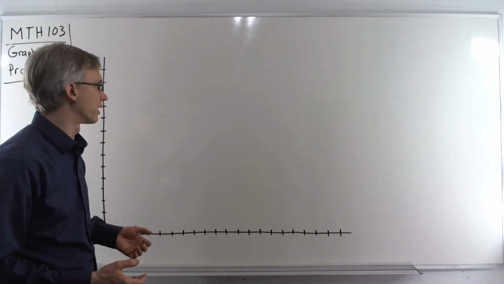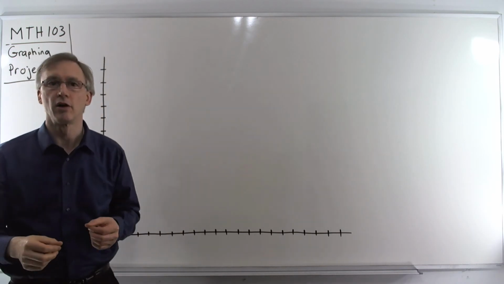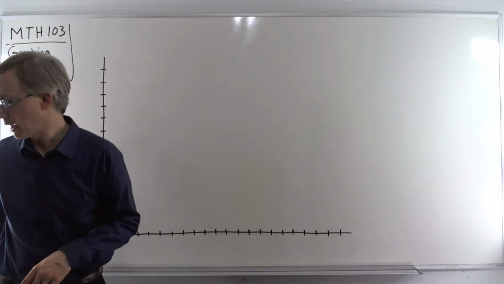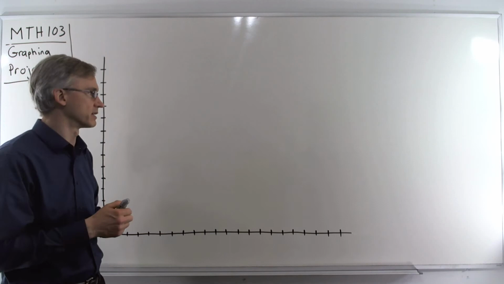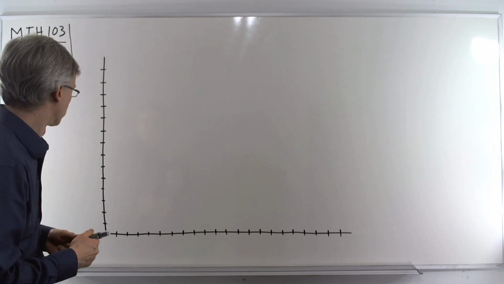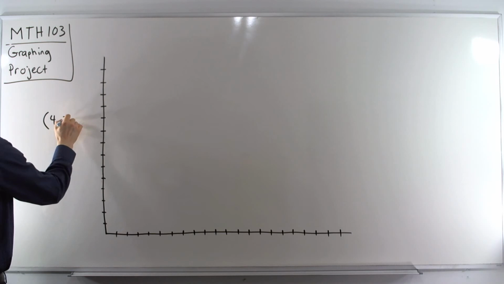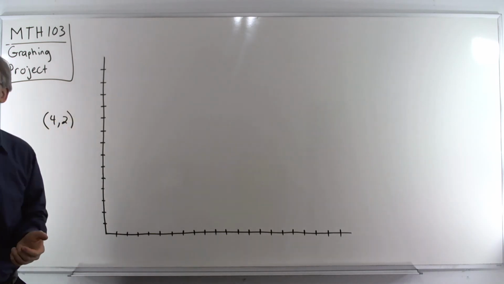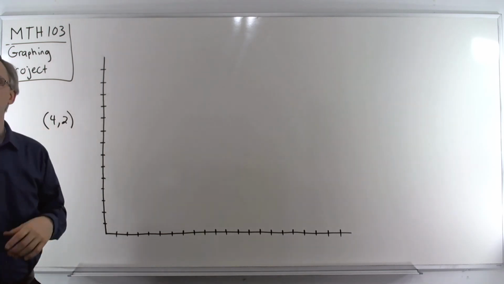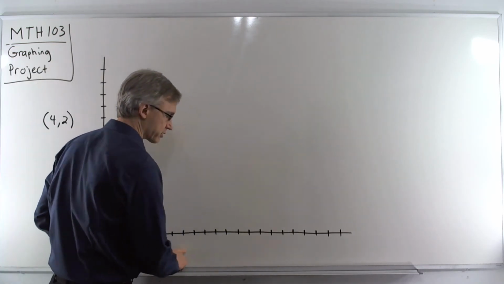Now, as we're plotting points on the graph, these points are sometimes called coordinate pairs, sometimes ordered pairs. We're going to have two numbers in parentheses, and those two numbers represent the position on the graph. So there's an ordered pair, 4 and 2. This first number represents the independent variable, and the independent variable is going to go on the horizontal axis.